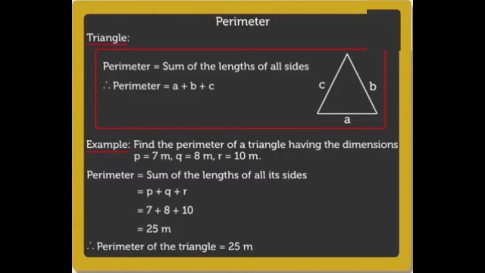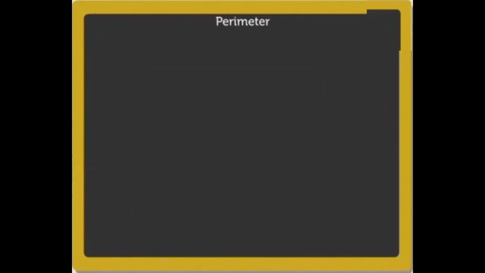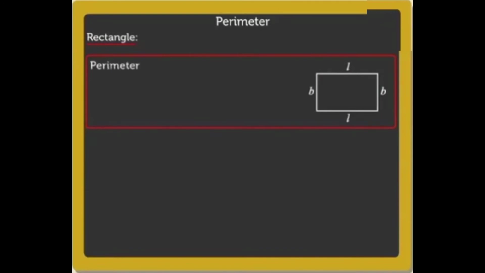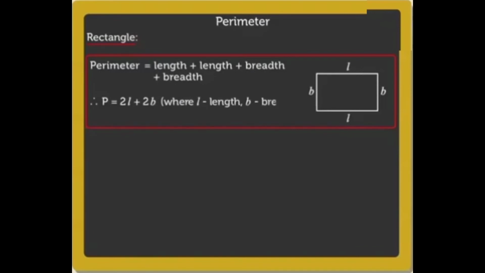Now, let us look at the formula for the perimeter of a rectangle. We have already learned that a rectangle has 4 sides. Also, its opposite sides are equal in length. Thus, the perimeter of a rectangle is equal to length plus length plus breadth plus breadth, which is equal to 2L plus 2B, where L is equal to length and B is equal to breadth, which is equal to 2 into L plus B.